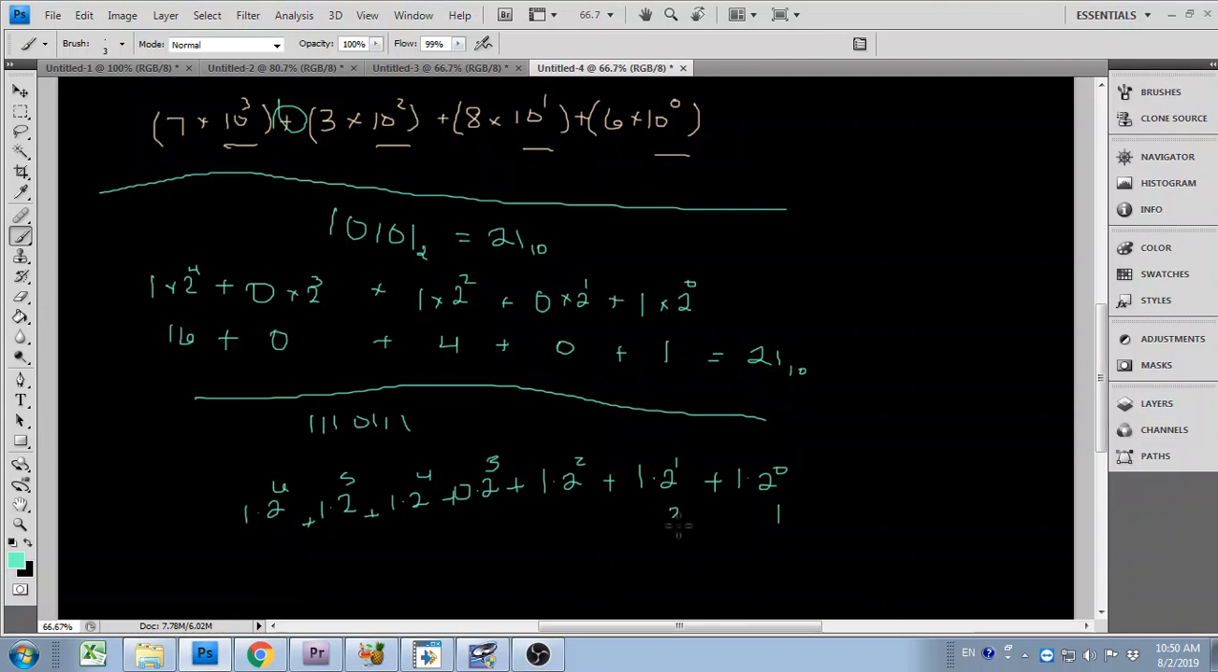1, 2, 4. They're just doubling: 8, 16, 32, 64. Okay? Now, this one was 1 times that. This one was 1 times that. This one was 1 times that. But this one was 0 times that. See that 0 right there? And this one was 1 times.